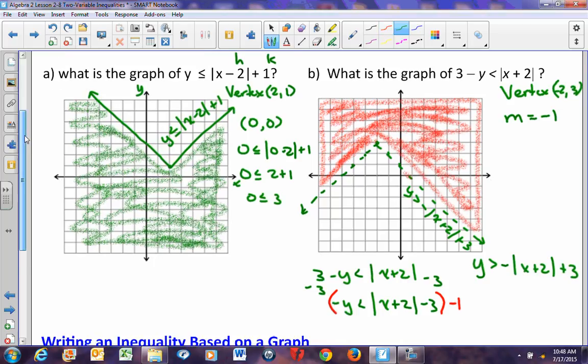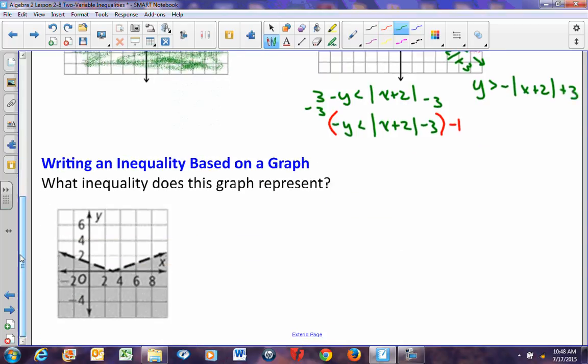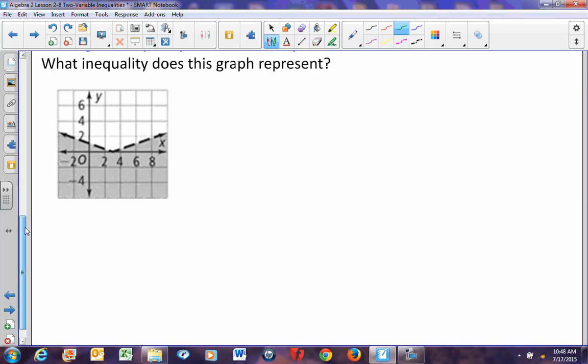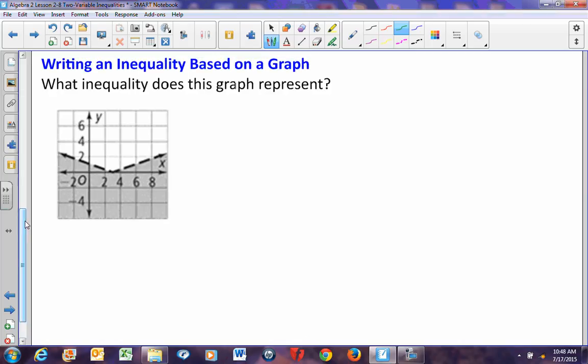The last thing we have to be able to do is write an inequality based on a graph. This graph's a little hard to read, so do your best to understand it. First thing we need to do is figure out what our vertex is. It's the best thing to do first. If I look at this, my vertex is right here, which looks like it's at the point 3, 0. So that gives me my h and k really easily. The next thing I need to do is find my slope.